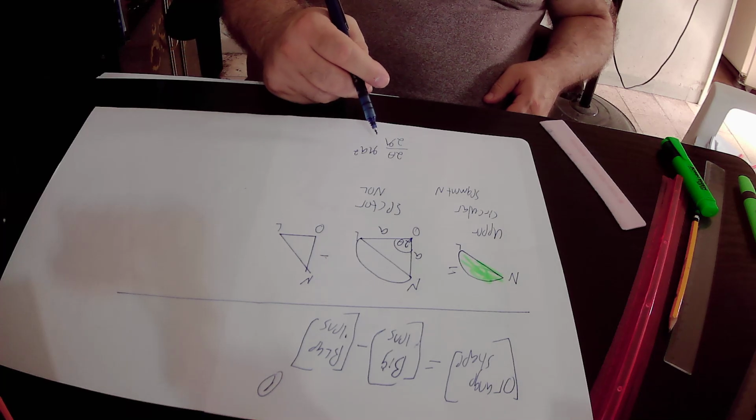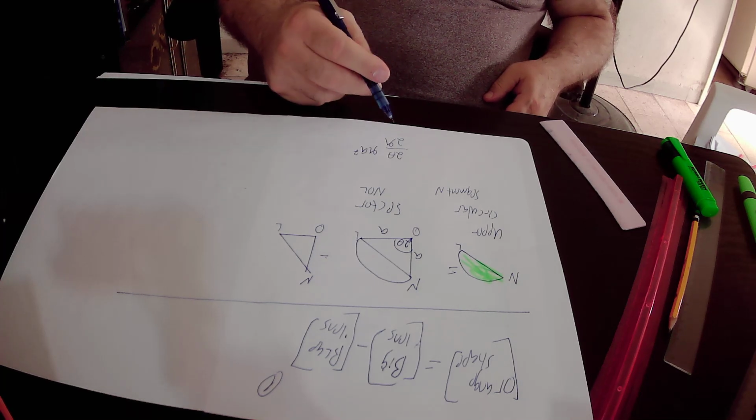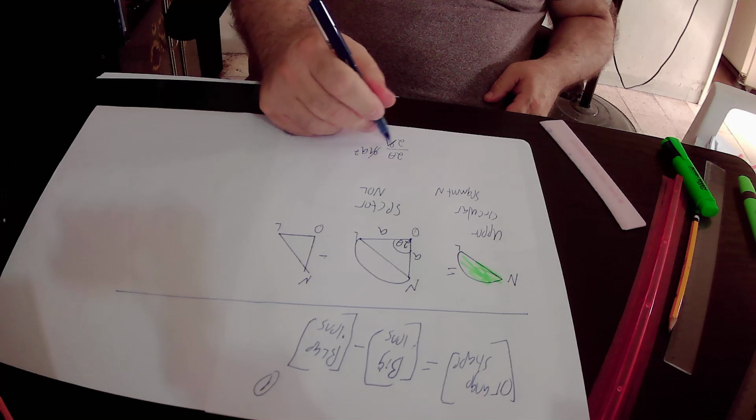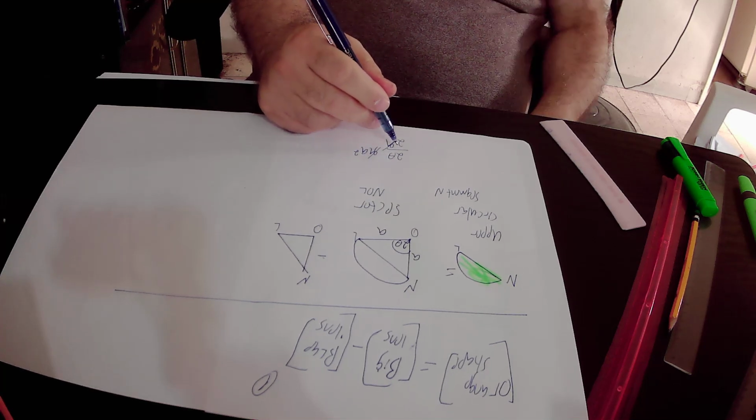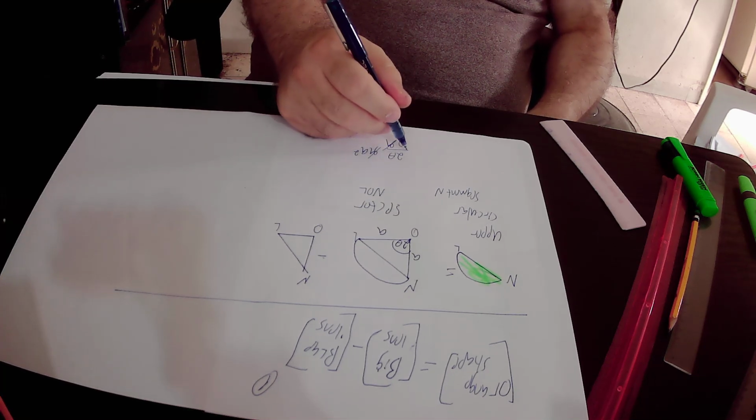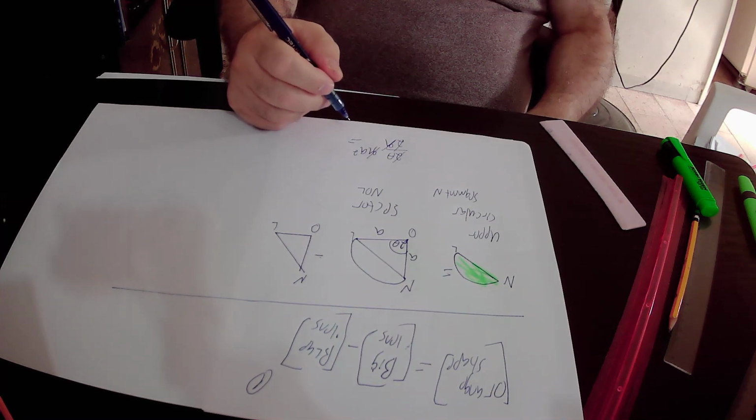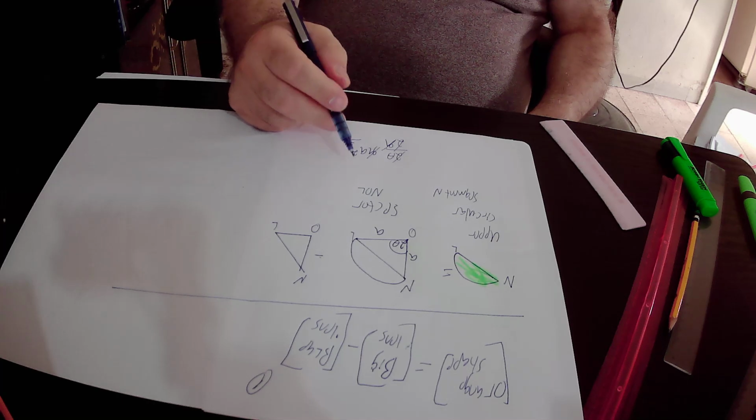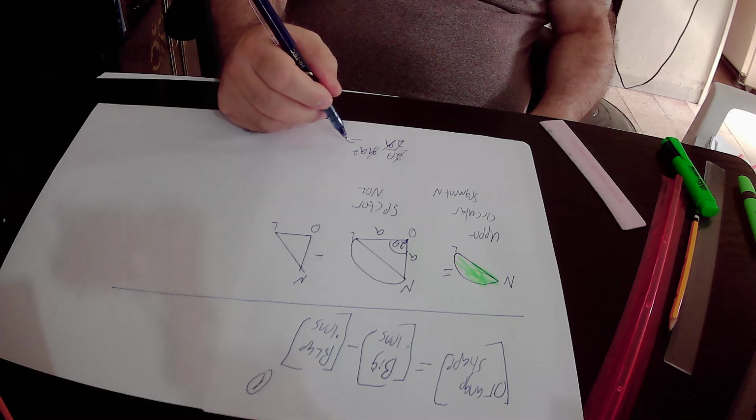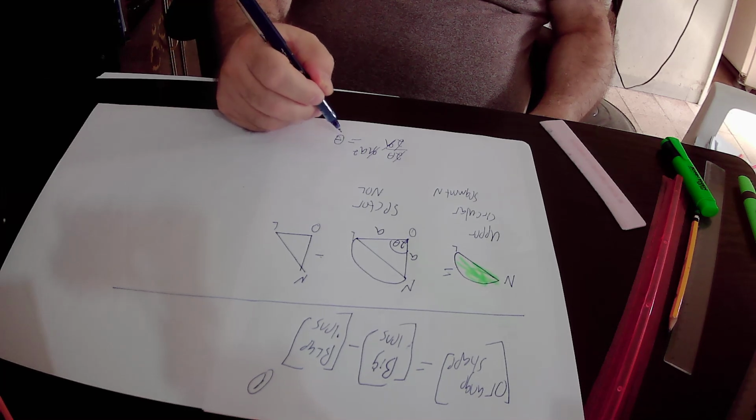We have pi in the numerator and pi in the denominator, so pi will get cancelled. We have 2 in the numerator and 2 in the denominator, so 2 also will get cancelled. In conclusion, we found out that the area of this sector NOL equals theta times a square.